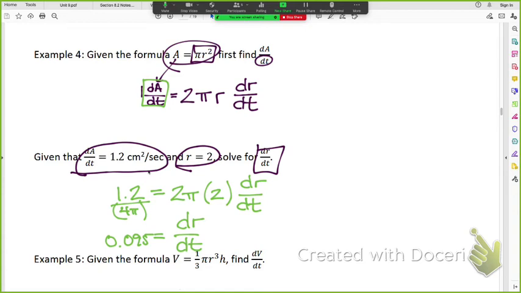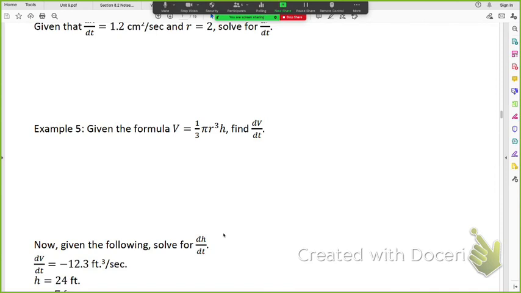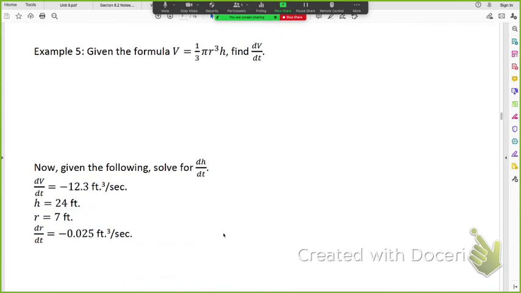Okay, what formula do we see here in example 5? Where do you remember that one? It's a volume formula. Close. Cone. Volume of a cone. Anything that has a pi and an r in it is circular somehow. So it's a cone. All right, so if I want to find dV/dt.